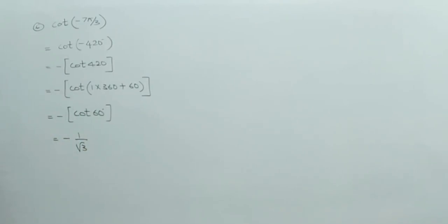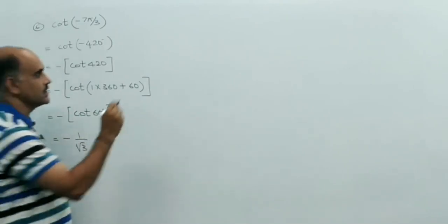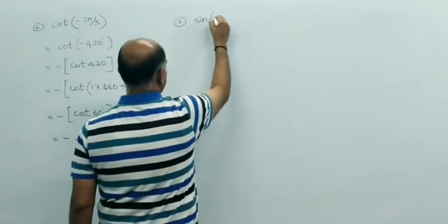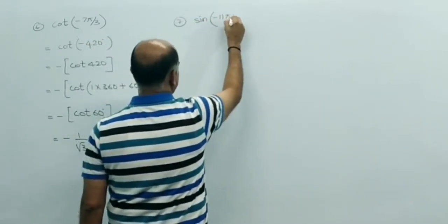Clear, students? Similarly, seventh, sine of minus 11 pi by 3.